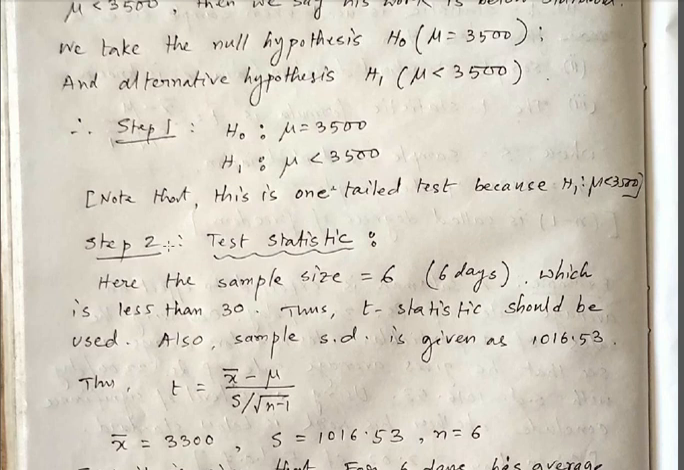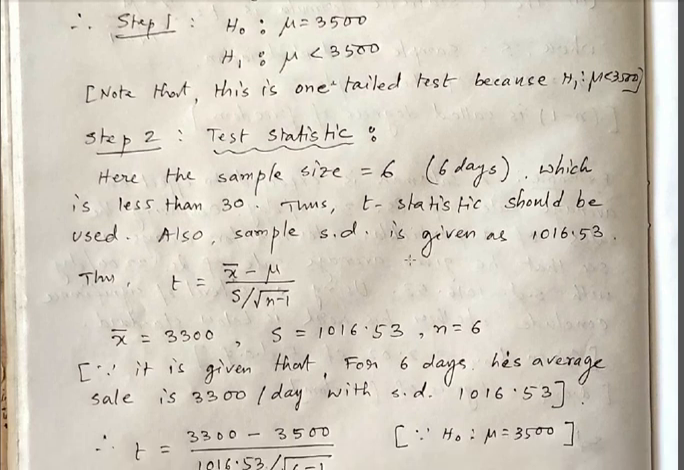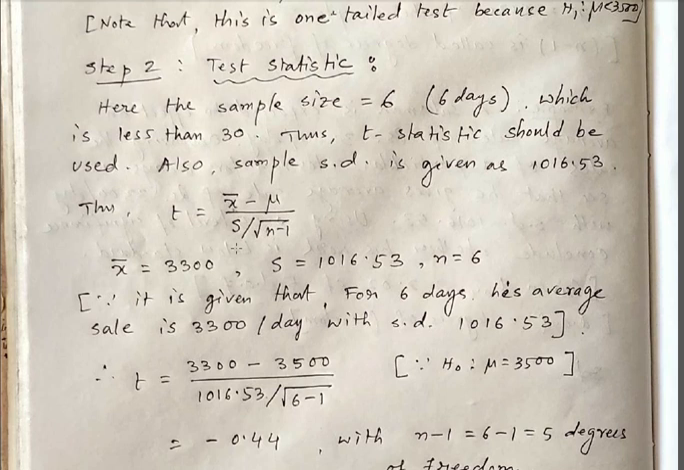So it is also written here as a note. Now for step 2, test statistics. I already told you why we should use a t statistic. We should choose t statistics because the sample size is 6, less than 30, and also the sample standard deviation is given. So we will apply this formula.